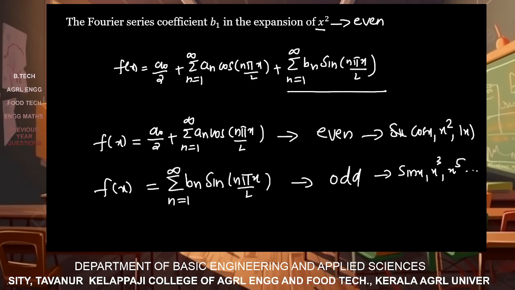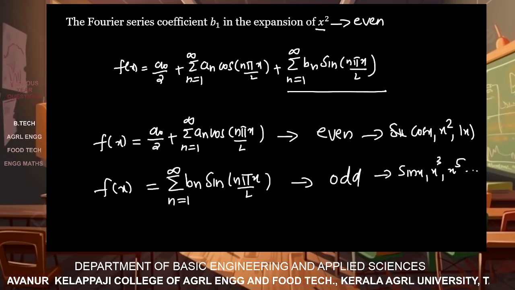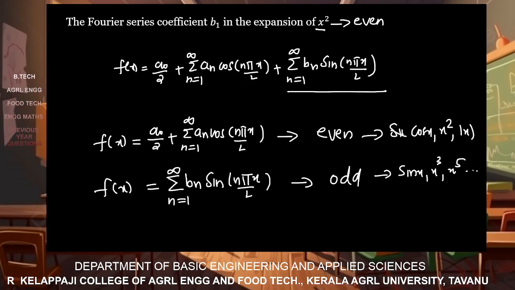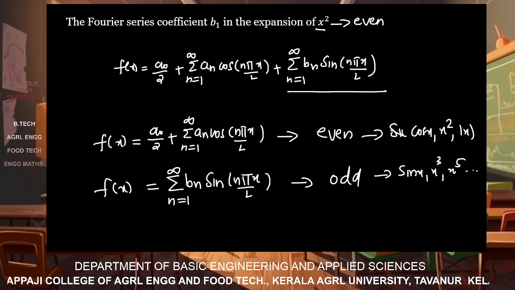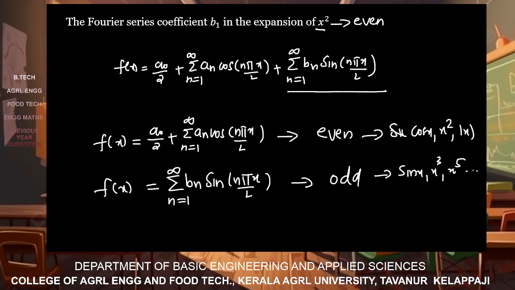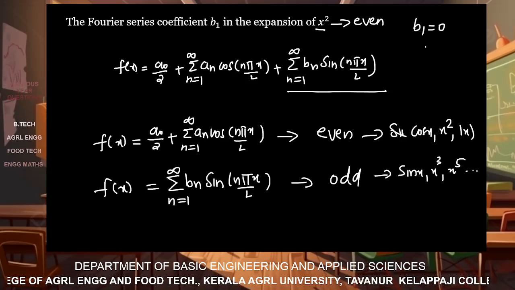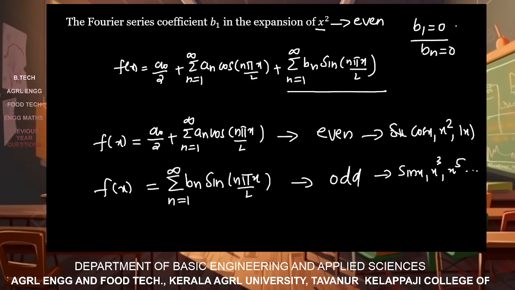Here the question is the Fourier coefficient b1 in the expansion of x square. But x square is even, and since it is even, all Fourier coefficients bn should be equal to 0. That is, there is no b coefficient in that series. So the answer is b1 is 0. Actually, all bn are 0. In particular, b1 is also 0.